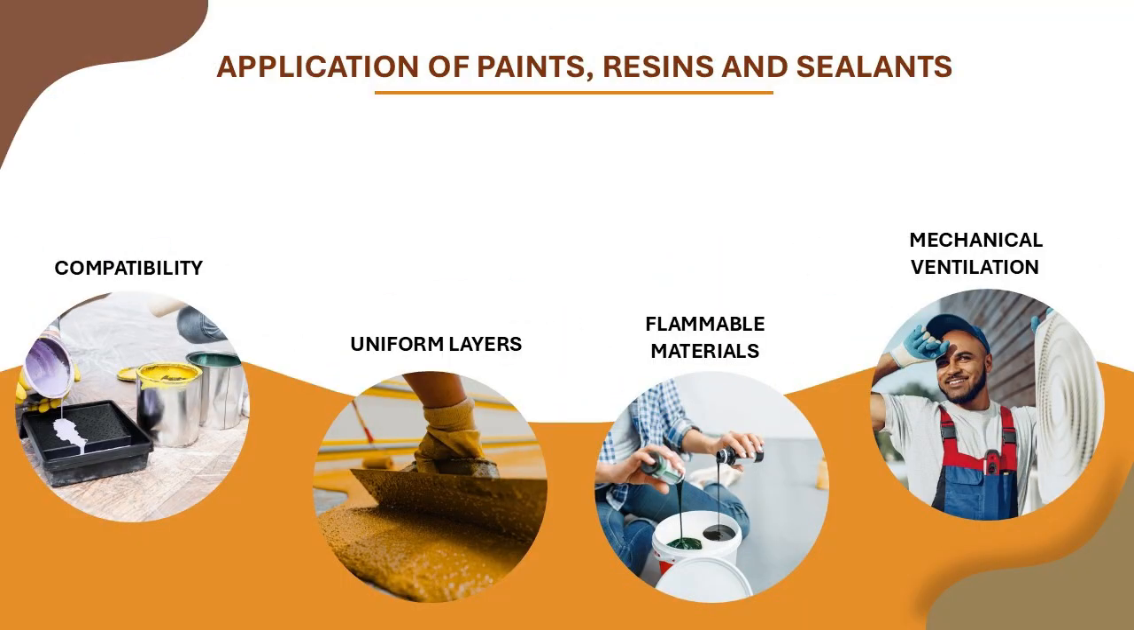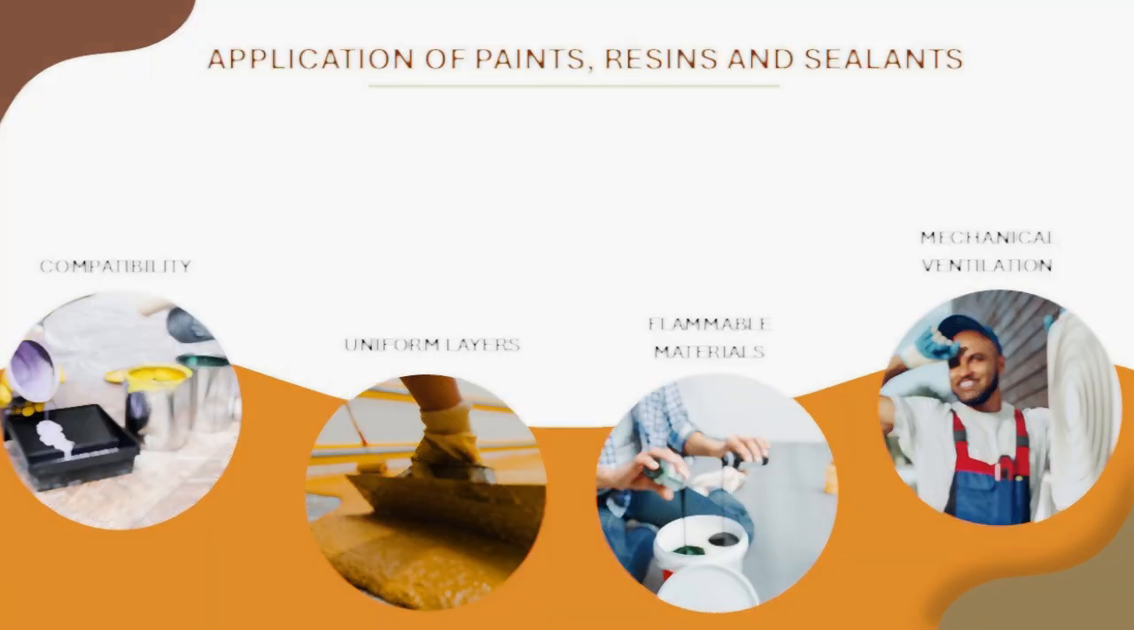Application of paints, resins, and sealants. Check the compatibility of the materials with the type of surface. Apply the products in uniform layers following the manufacturer's instructions. To avoid fire risks, store flammable materials away from heat sources or sparks. When applying resins or sealants in closed spaces, use mechanical ventilation systems.